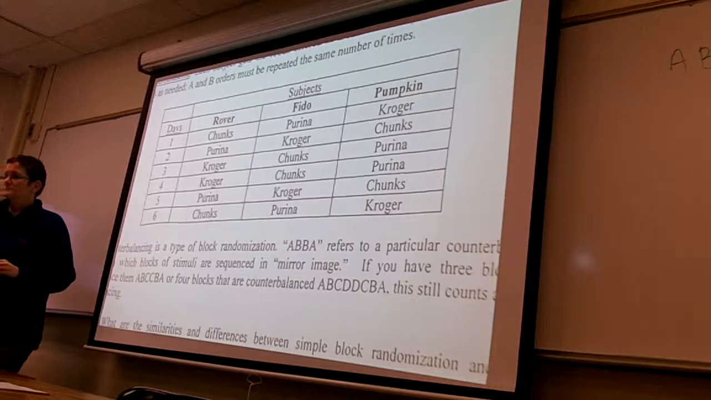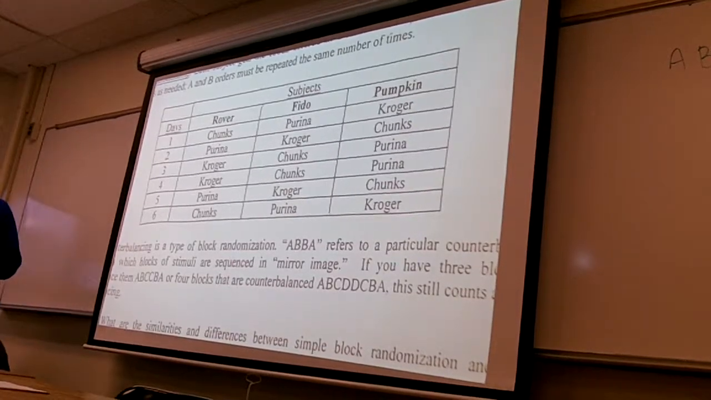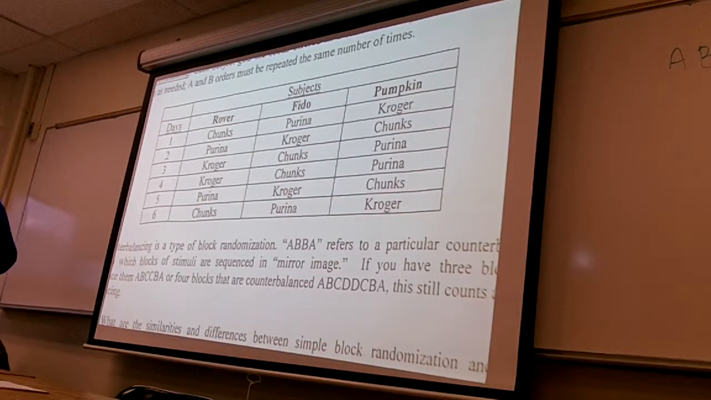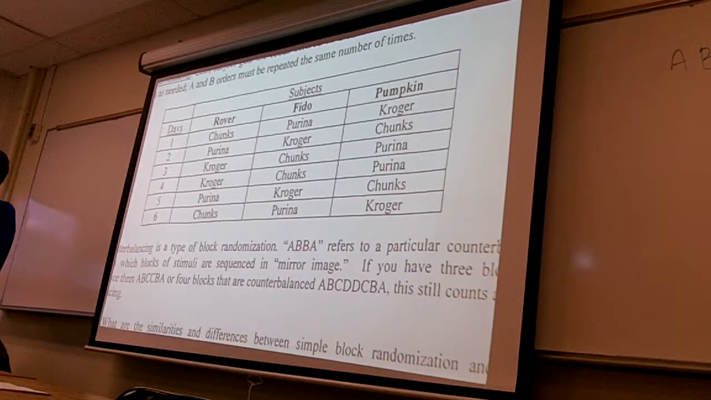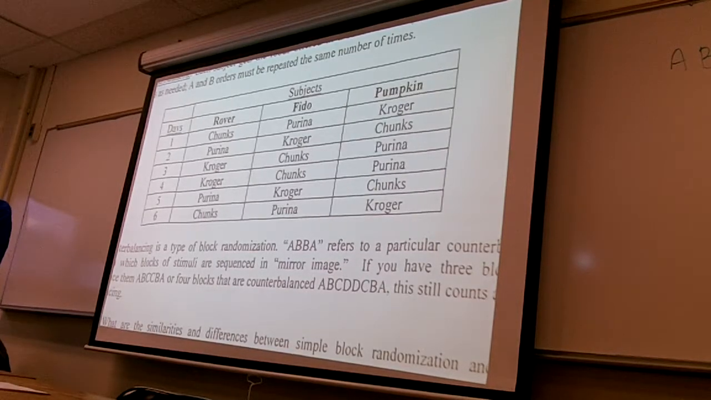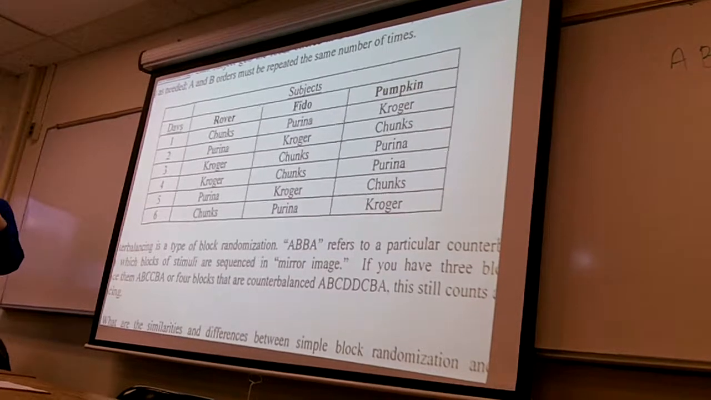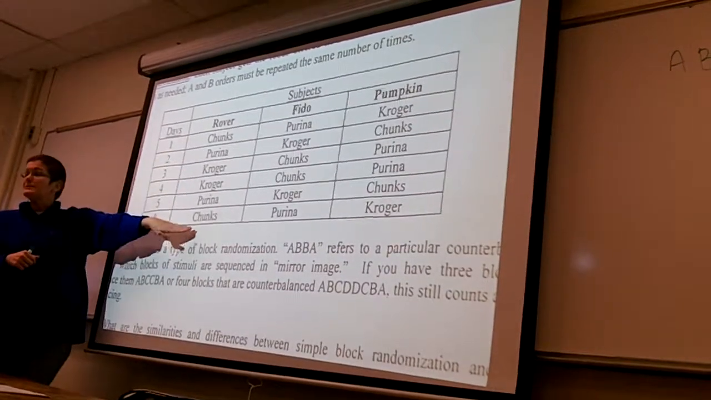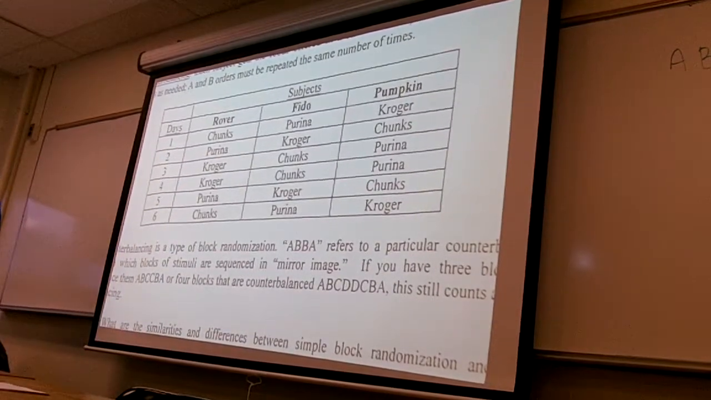So to counterbalance it, do we add them together? So in the end, what you will do is you will take all the scores for chunks and add them and average them. And you'll take all the scores for Kroger and you'll add them and average them. And you'll take all the scores for Purina and you'll add them and average them. And then you compare across those. Yeah. So when you do that, if they ate a little bit here and the most up here, it should cancel out and you'll get a typical amount that they would eat.